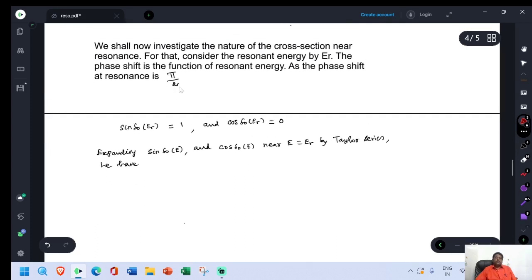Suppose the value of δ0 is π/2, sin 90 equals 1, and cos δ0(E_R) equals 0. δ0 is a function of the resonance energy. Suppose the phase shift δ0 is 90 degrees, sin 90 equals 1, but cos 90 equals 0. So sin δ0(E_R) equals 1, cos δ0(E_R) equals 0.